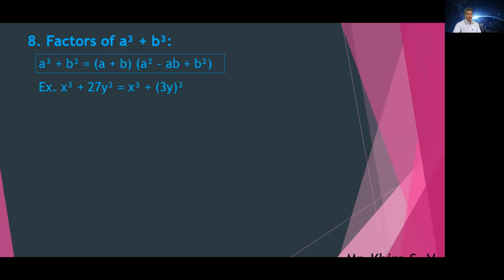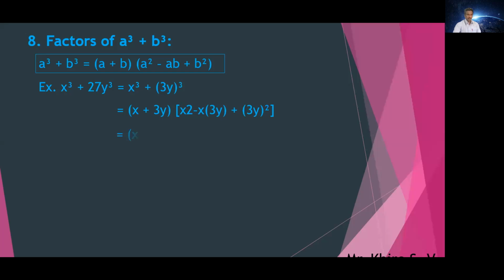x cube plus 27y cube is equal to x cube, the cube of the first term, plus the cube of the second term. 27y cube is the cube of 3y. Okay. Now solve a cube plus b cube. Use this formula: (a plus b) into (a square minus ab plus b square). Therefore, the value of a is x and the value of b is 3y. Means (x plus 3y) into (x square minus x into 3y plus 3y whole square).